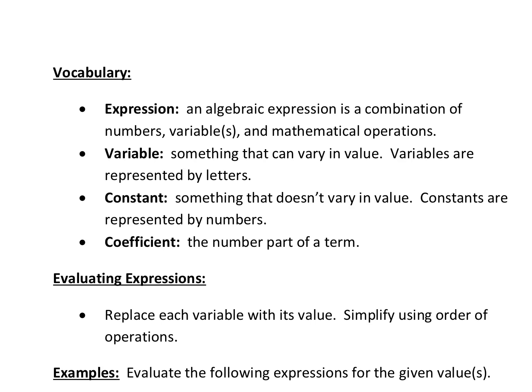A variable is something that can vary in value, and variables are represented by letters. We also have constants, and a constant is something that doesn't vary in value. And so mathematically, the constants are represented by numbers. And finally, we have coefficient. The coefficient is the number part of a term. And so we'll kind of go through these as we look at our examples.